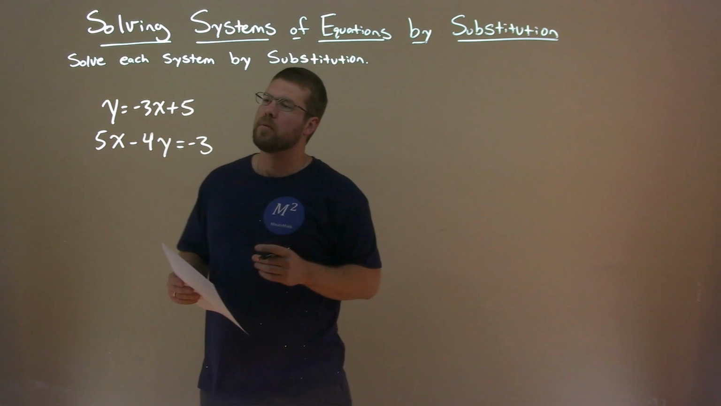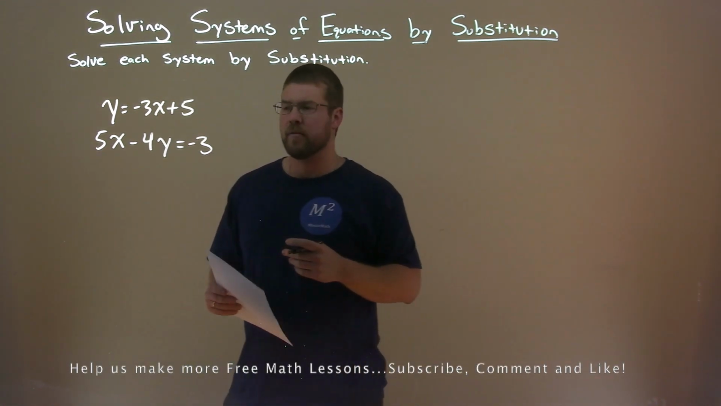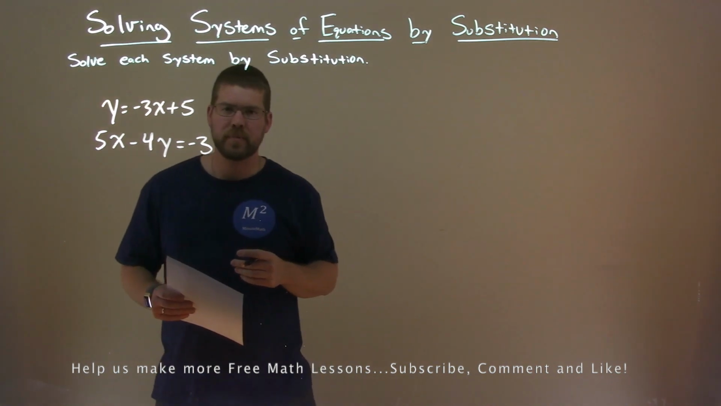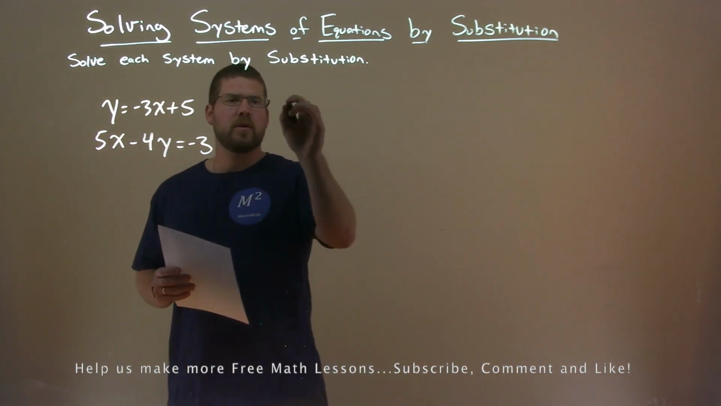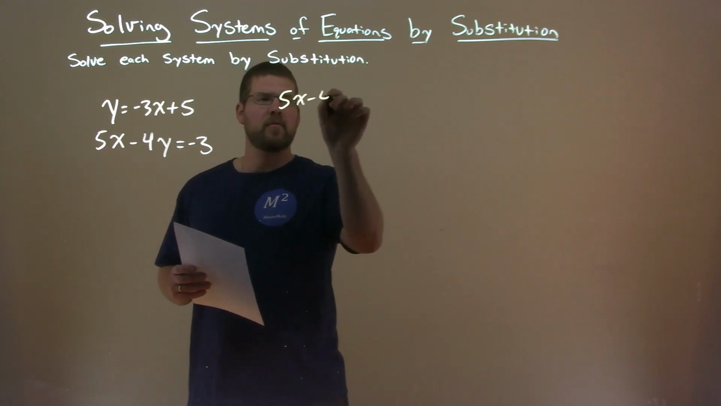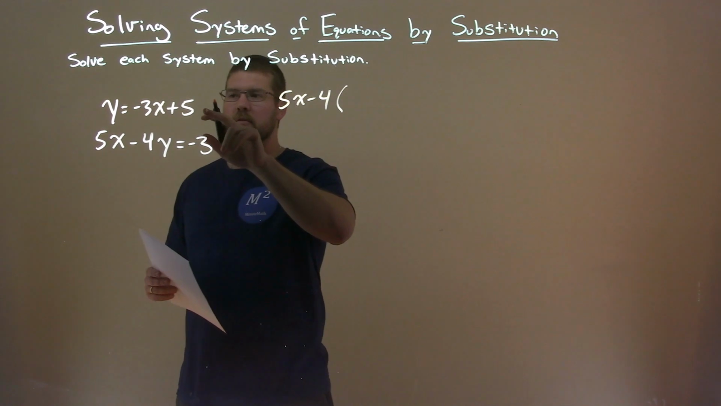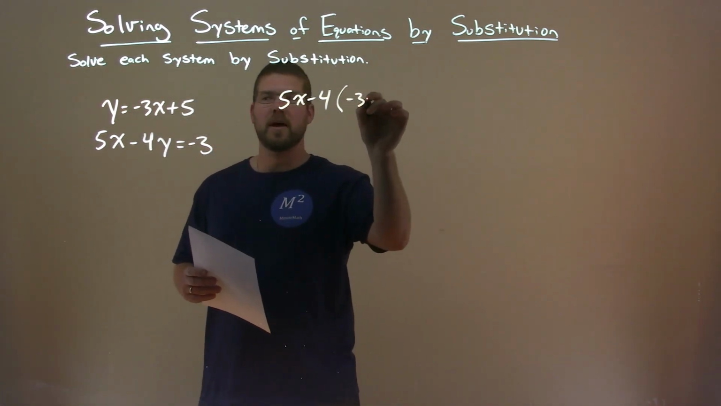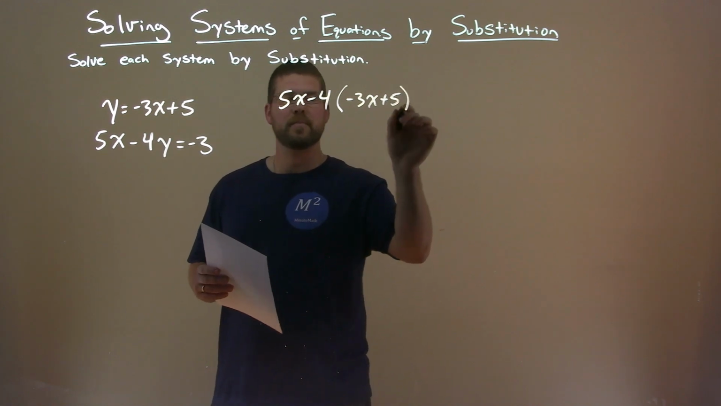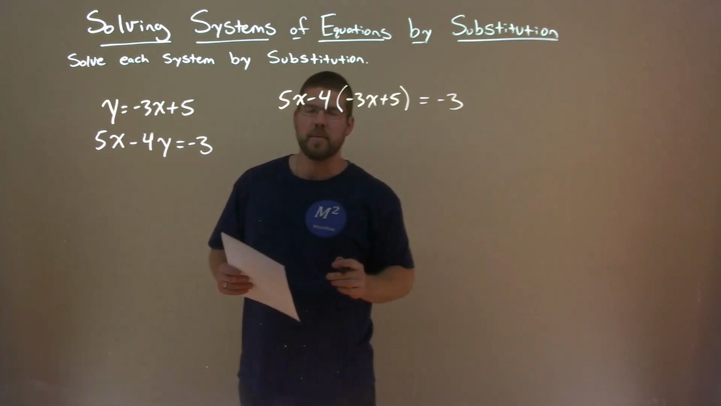We're given this problem here. Y equals minus 3x plus 5, and 5x minus 4y equals negative 3. And we have to solve this by substitution. If we take the second equation, 5x minus 4, but instead of the y, we're going to substitute the first equation, the y value here, being minus 3x plus 5. Then we continue the second equation, equals minus 3.